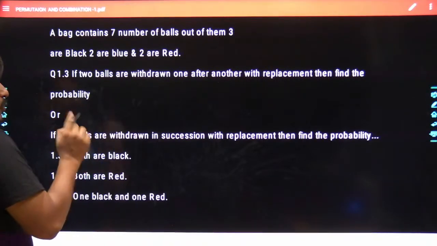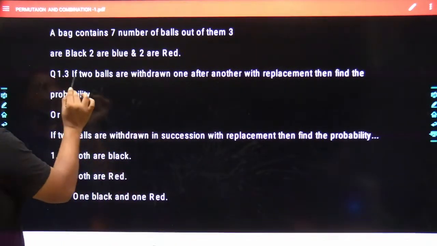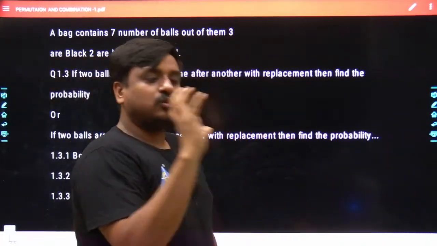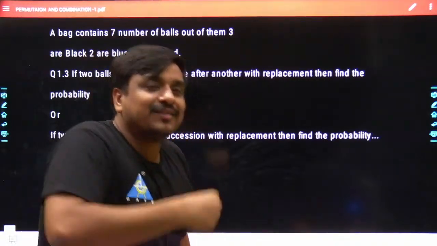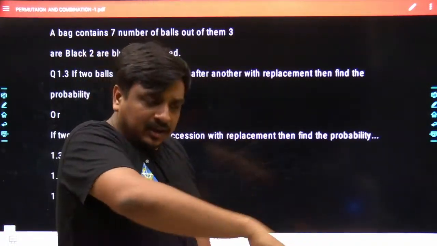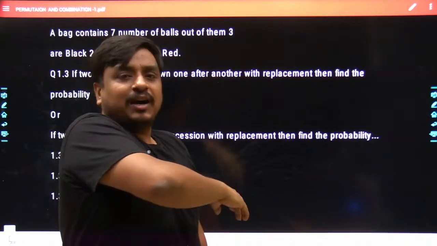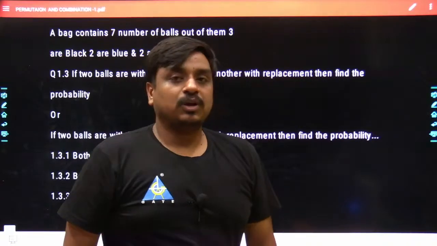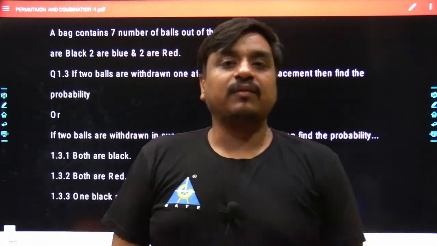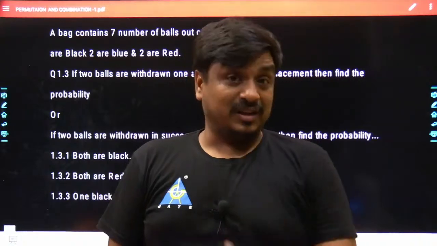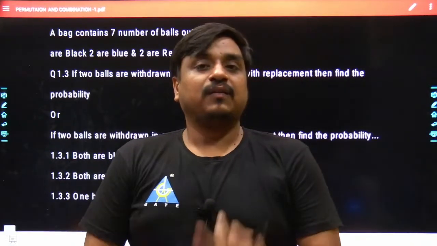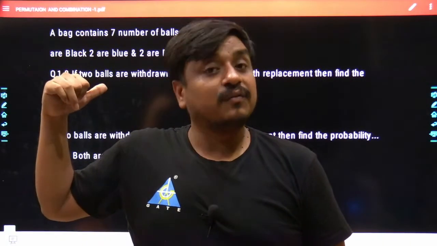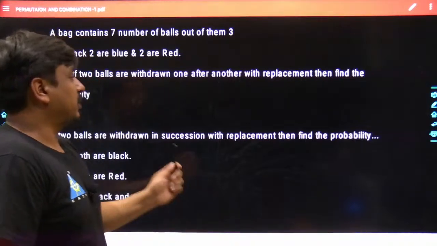Now the concept of the problem has changed a bit. If 2 balls are withdrawn one after another with replacement, that means 1 ball has been withdrawn, you have noticed its color, and rather than discarding it, you are putting it back and mixing it properly again, and then picking another ball. So there are 3 different ways whenever the selection or withdrawal takes place: first, together; second, one after another without replacement; and third, one after another with replacement. So we have come to the third case.